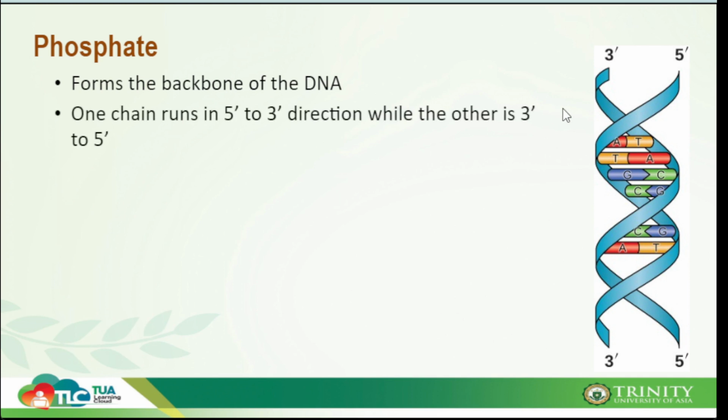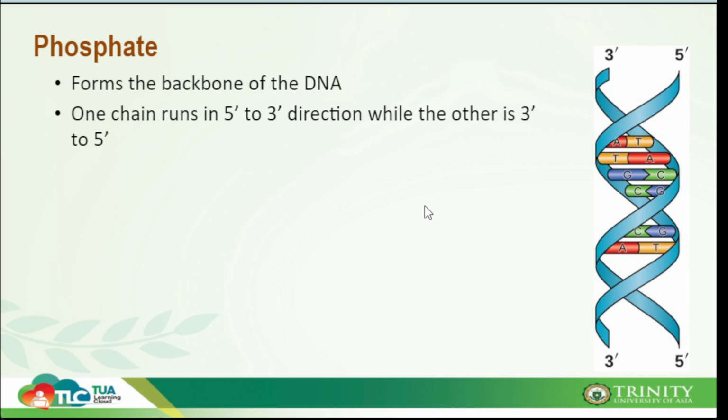One of the phosphate chains would run from a 5 prime. We call that apostrophe as prime. From the 5 prime going downwards towards a 3 prime direction. So one of those chains starts at the 5 prime and ends with a 3 prime, while the other chain starts with a 3 prime and goes to a 5 prime. So those are the two directions of your DNA chain: 5 prime to 3 prime and 3 prime to 5 prime.